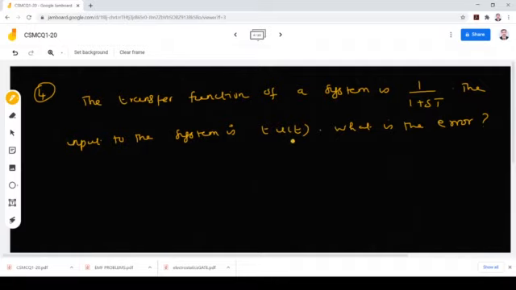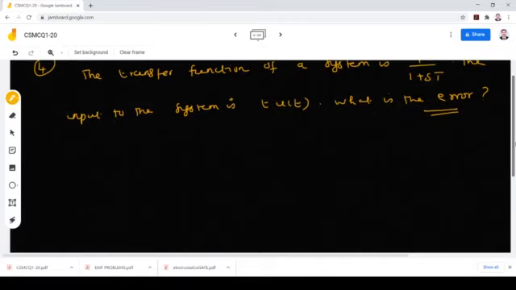Next one, the transfer function of a system is 1 by (1 plus sT). The input to the system is t u of t. What is the error? So what they have given: the transfer function C of s divided by R of s is equal to 1 by (1 plus sT). Input R of t they have given, so R of t is t into u of t.